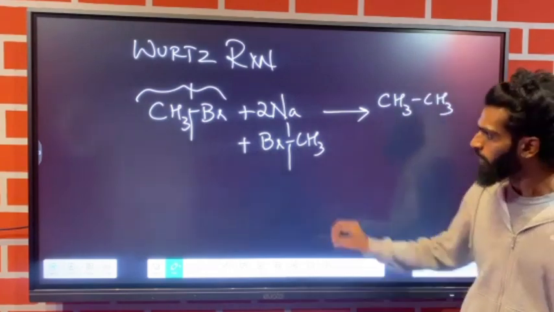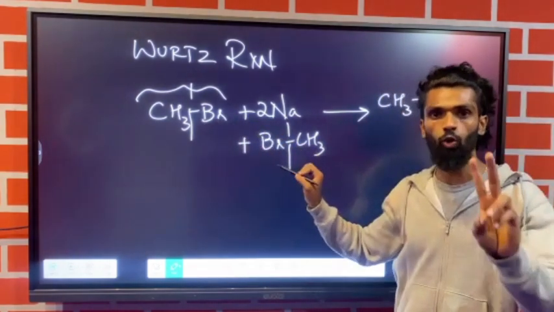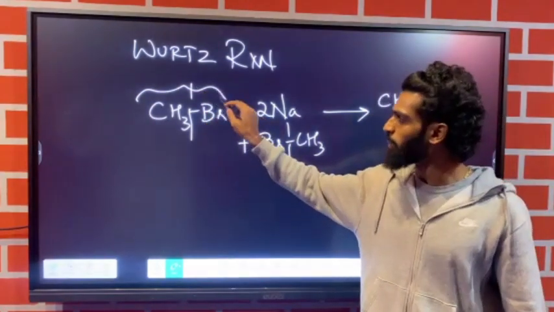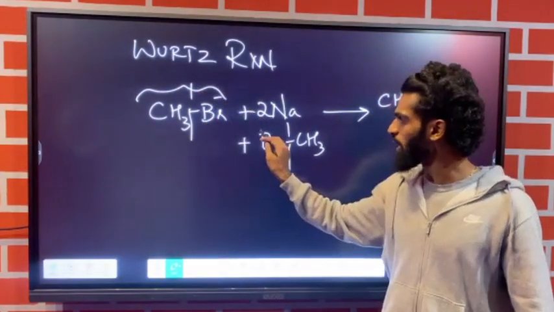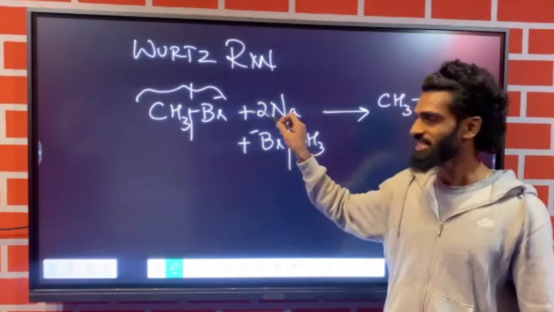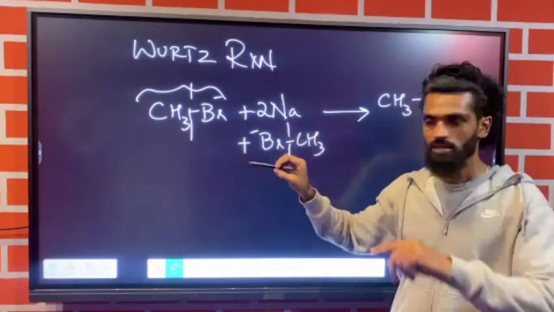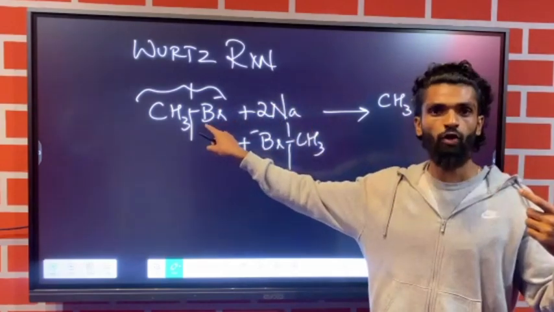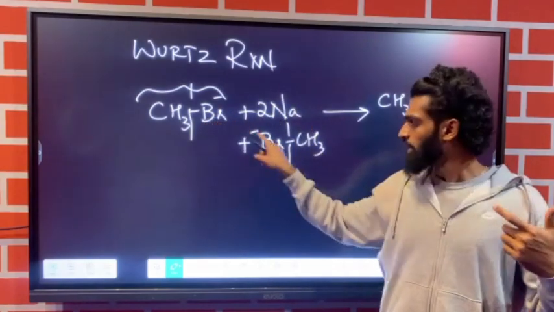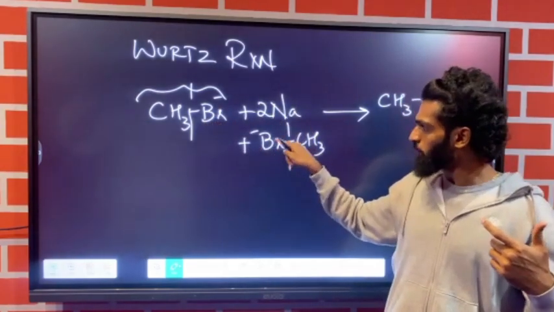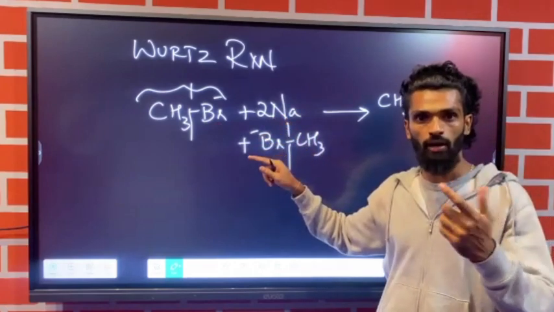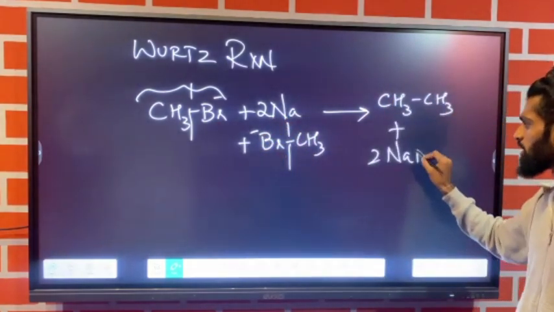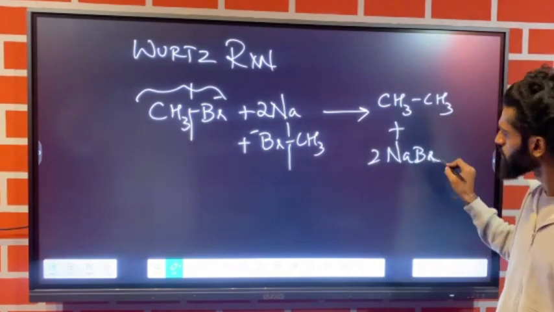Okay, now how many Brs are there? 2 Brs. Think for a second. Once the bromine breaks, the Br became minus. This also became minus. What is plus in this case? Metal is plus, Na+. Out of 2, 1 comes outside, reacts with this one to form NaBr, just like NaCl. This also will react with the other Na to form NaBr. So totally 2 NaBrs are formed. Even if you are not writing NaBr, usually they give you marks.